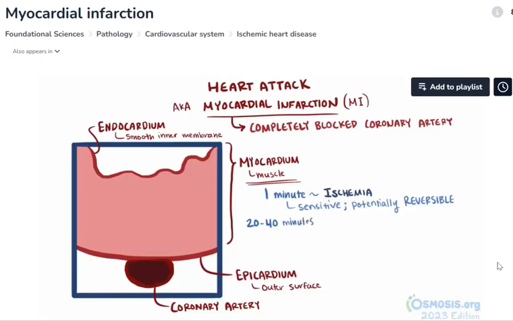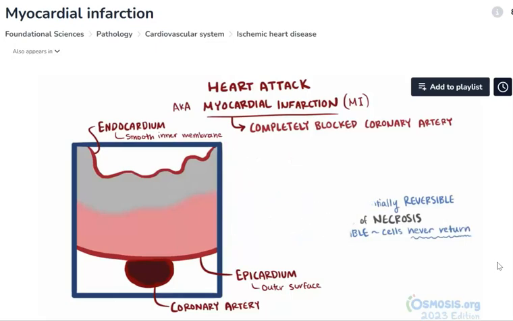After about 20 to 40 minutes, though, damage starts to become irreversible and the cells start to die, and this zone changes to a zone of necrosis, or dead tissue. Once lost, those cells can never return or regrow. That's why quickly identifying and treating an MI is super important.